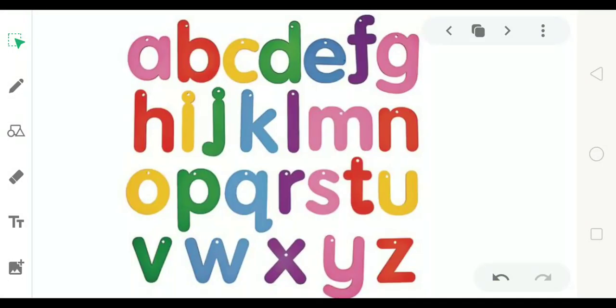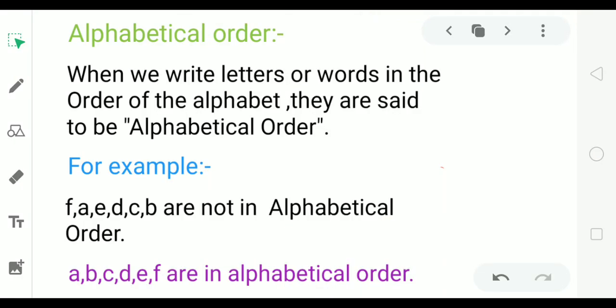We all know all letters very well. In this picture, all letters are in a particular order, that is known as A, B, C, D or alphabetical order. Let us see the definition of alphabetical order. When we write letters or words in the order of the alphabet, they are said to be in alphabetical order. For example, F, A, E, B, C, D are not in alphabetical order. A, B, C, D, E, F are in alphabetical order.